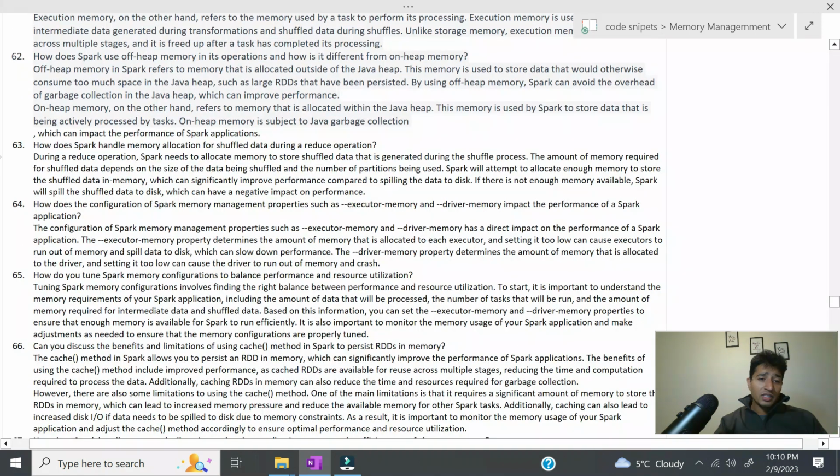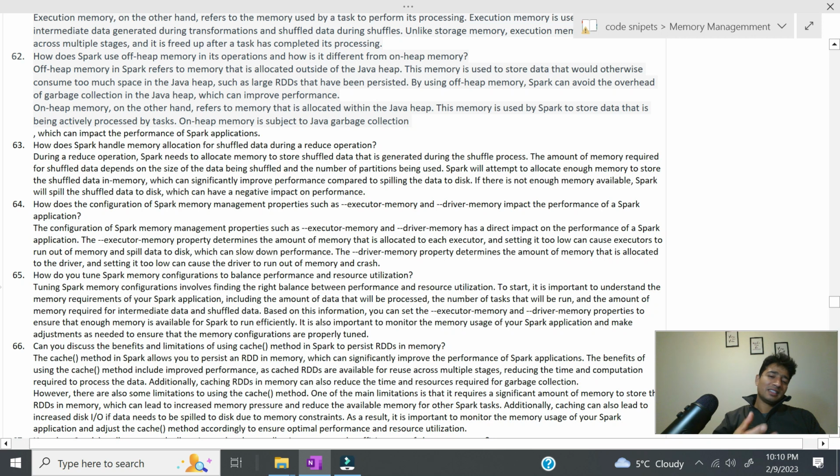Okay, how does Spark handle memory allocation for the shuffle data or the reduce operation? In a reduce operation, Spark needs to allocate memory to store shuffle data that is generated during the shuffle process. The amount of memory required for the shuffle data depends on the size of the data being shuffled and the number of partitions being used. Spark will attempt to allocate enough memory to store the shuffle data in memory, which can significantly improve the performance compared to spilling to the disk. If there's not enough storage memory available, Spark will spill the shuffle data, which can cause negative performance, right?